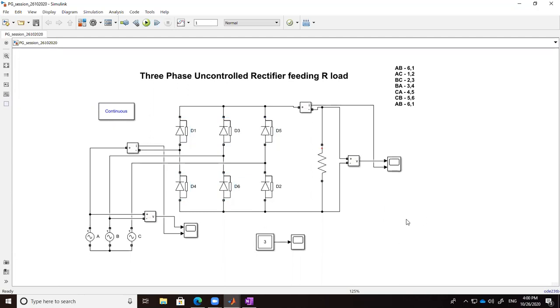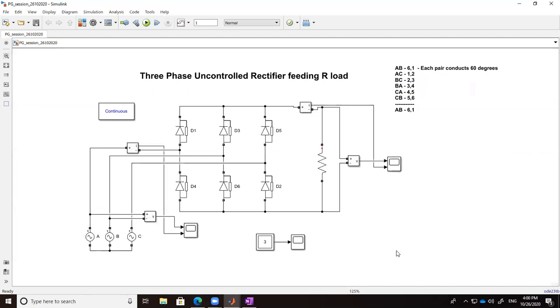So this way, remember, each one conducts for 60 degrees. Each pair conducts 60 degrees. And there are 6 such pairs, as you can verify. Right? So that's why it makes 360 degrees. Okay.